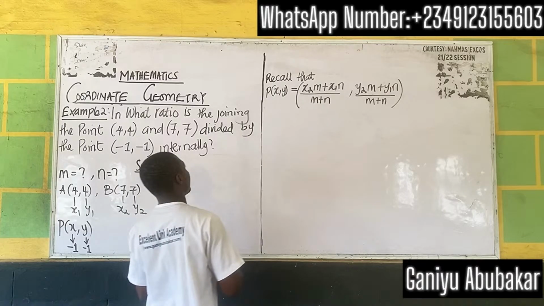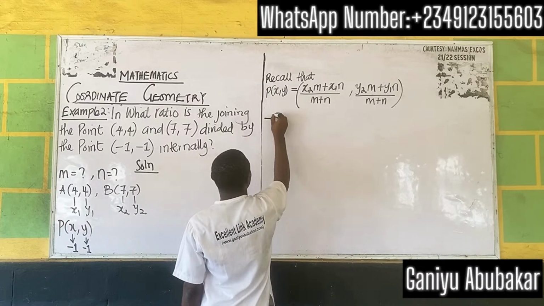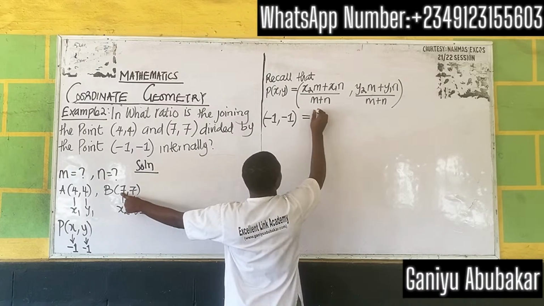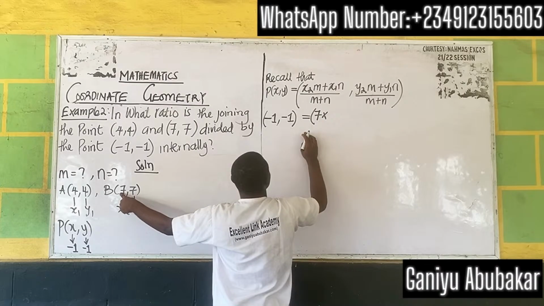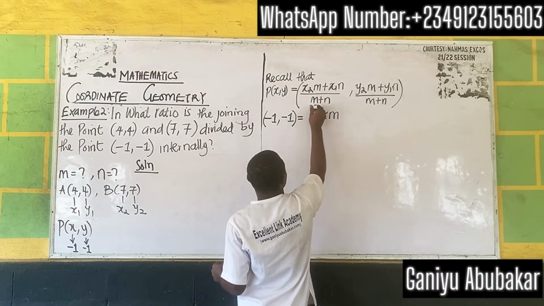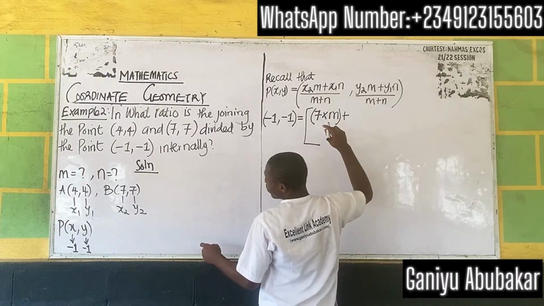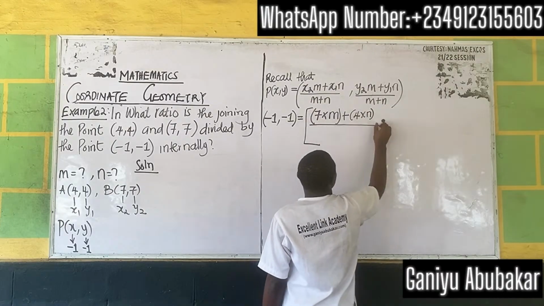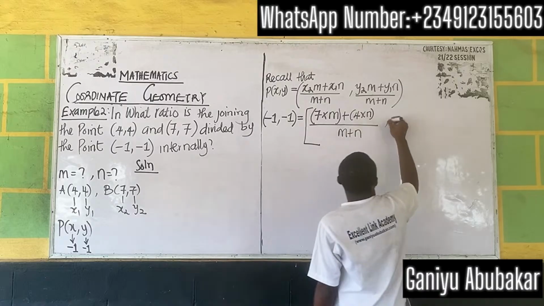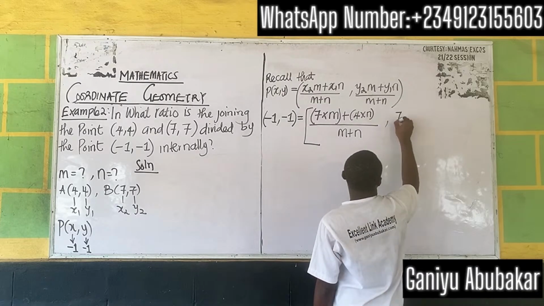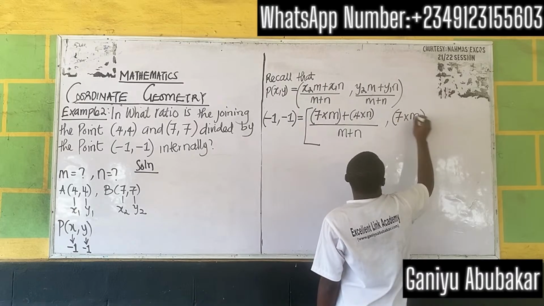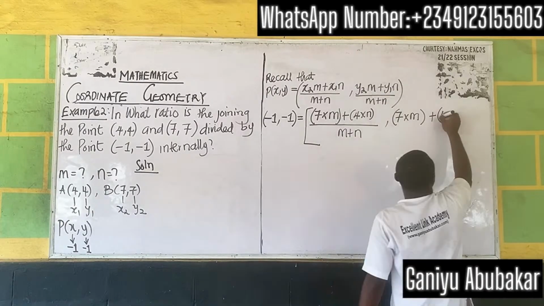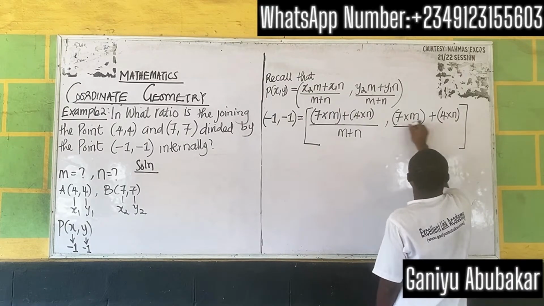First things first. P(x, y), that's (-1, -1), is equal to (x2 is 7 times m, m is unknown, plus x1 is 4 times n, n is unknown, all over m plus n, comma, y2 is 7 times m plus y1 is 4 times n, all over m plus n).